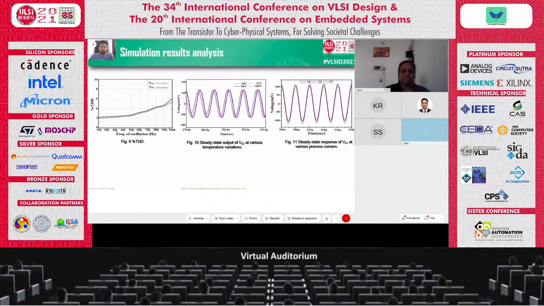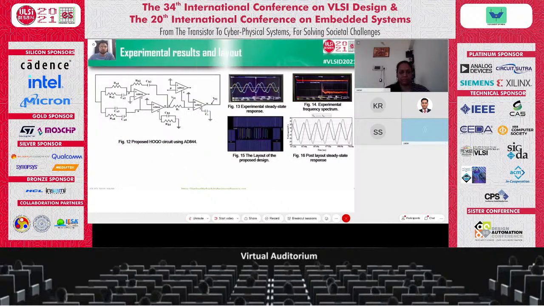So there are no sharp variations perceived if the temperature change is observed. So figure 11 shows the steady state response of V01 at different process corners such as normal, slow, and fast, where you can observe that there is a slight variation of the amplitude, but no sharp variations are observed. So these are the experimental results.